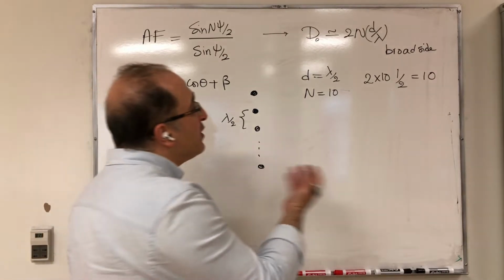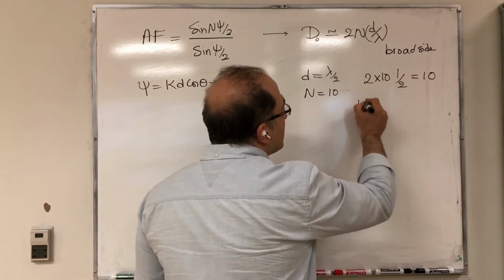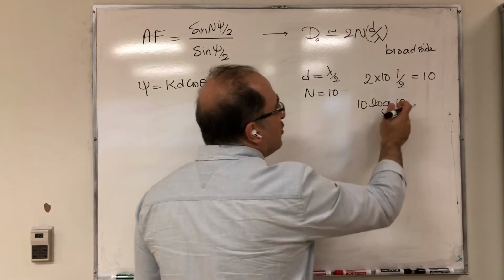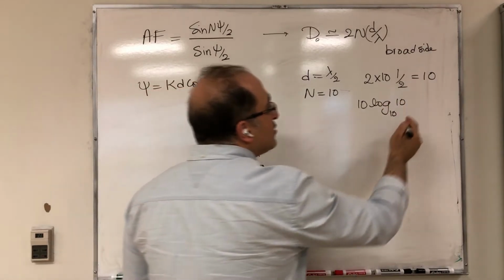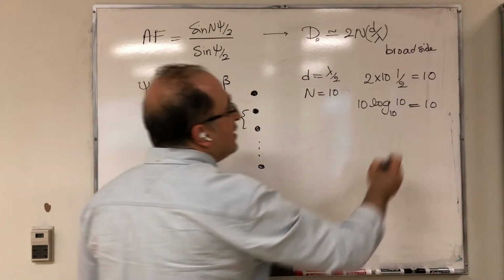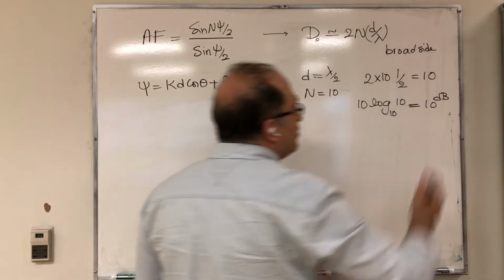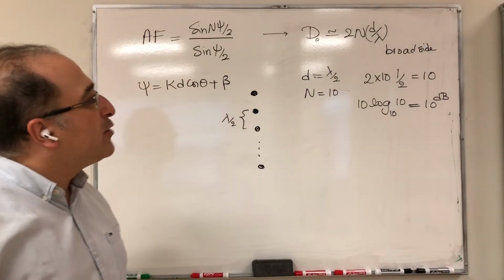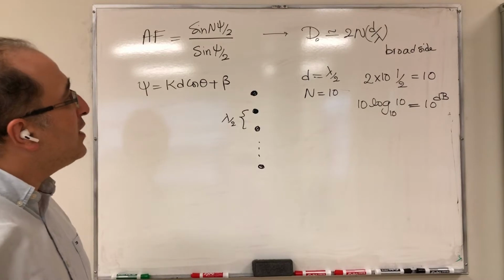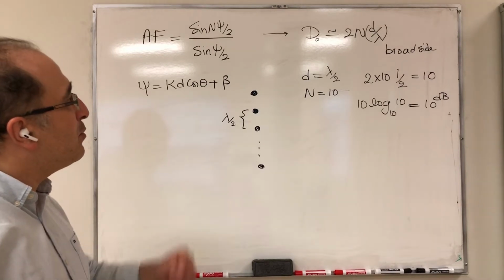And if you want to convert it to dB, this is a special case, because that becomes 10 log 10 of this, and you know that log of 10 in base 10 is 1. So that's going to be 10. So 10 dimensionless and 10 dB. They're the same thing in this case. So that's, for example, the directivity of the broadside that we have. So this is for broadside.